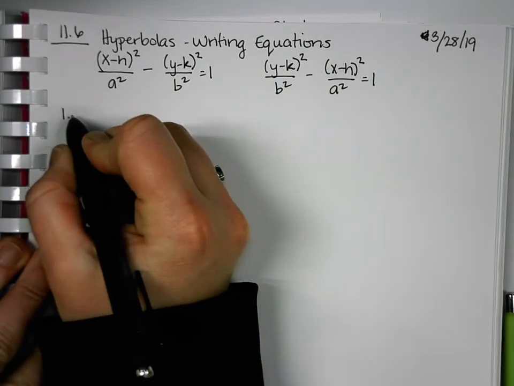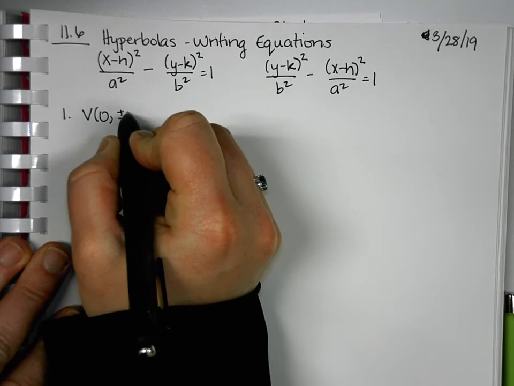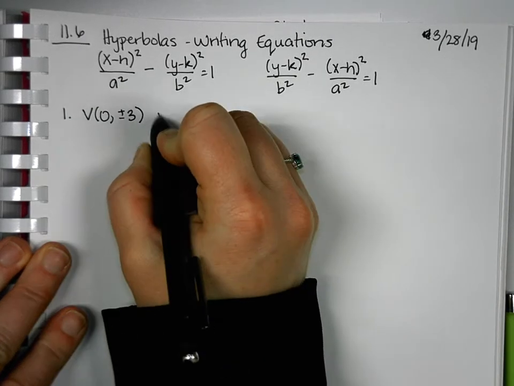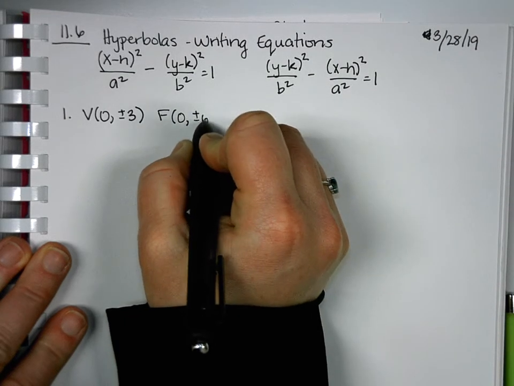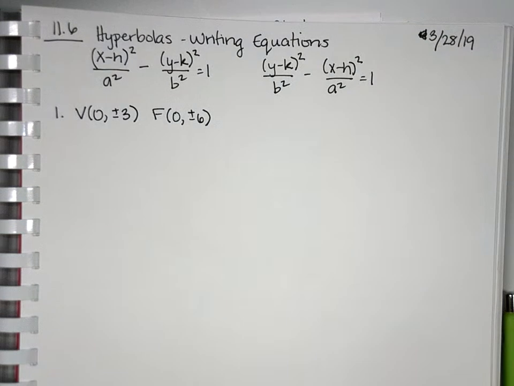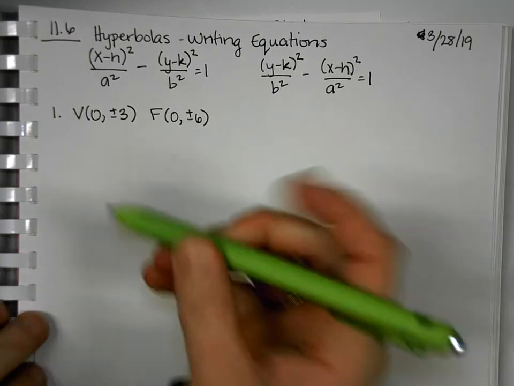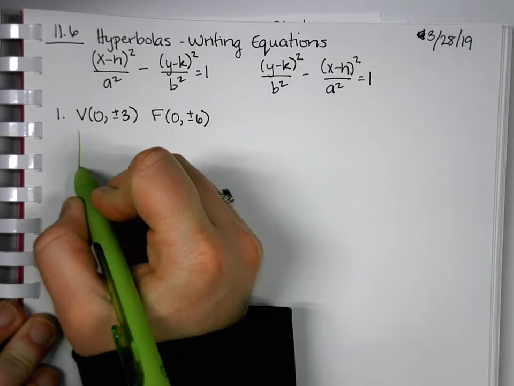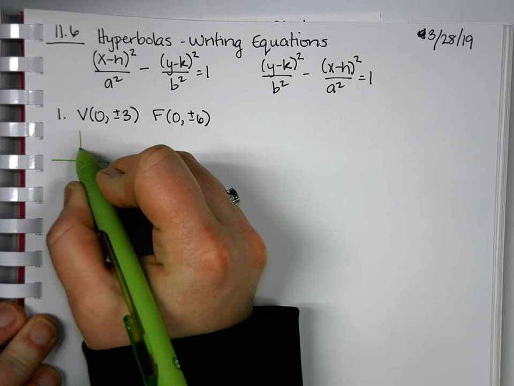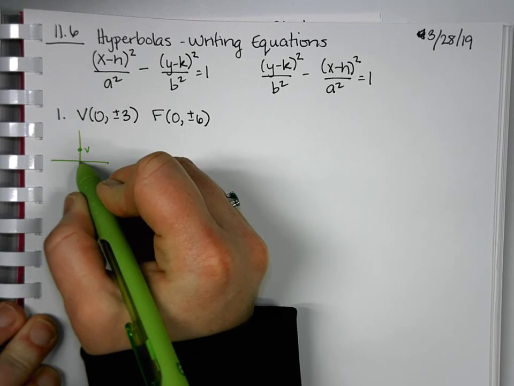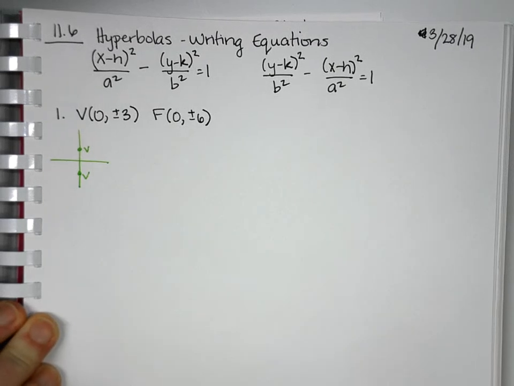So in our first example here, we're going to be given the vertices are 0 comma plus minus 3, and our foci are 0 comma plus minus 6. So in a way that's very similar to how we did the ellipses, I'm going to do a little sketch to see what exactly I have. So 0, 3 and 0, negative 3. Those are my two vertices.